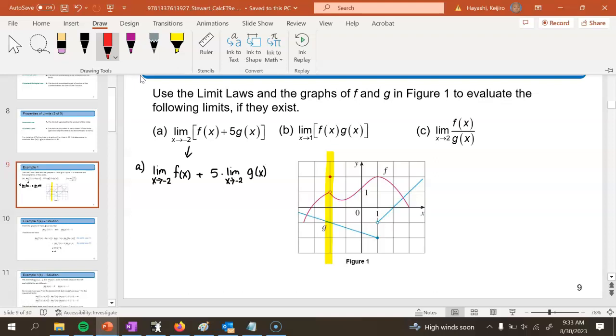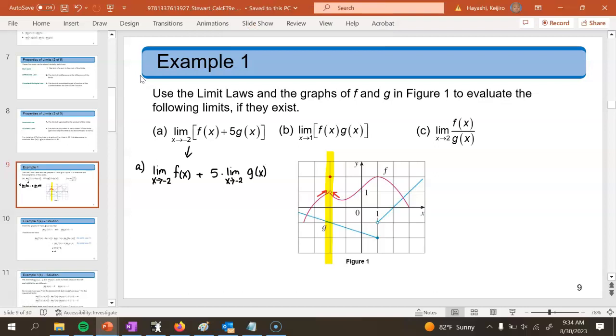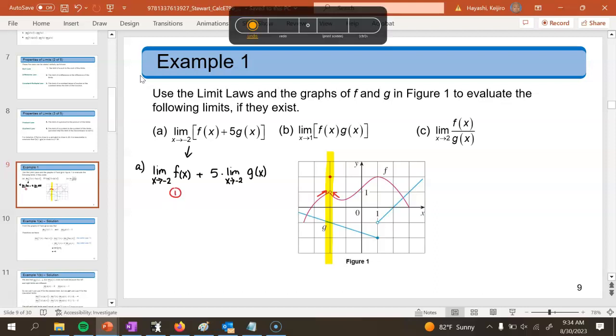Now, what is the limit of f of x as x approaches -2? f is this red graph here. What value does the graph approach, not what it actually is, but what does it approach as x moves towards -2? Yeah, 1. -2 is right here, so from both sides it approaches a y value, or a function value of +1. So this is just 1.